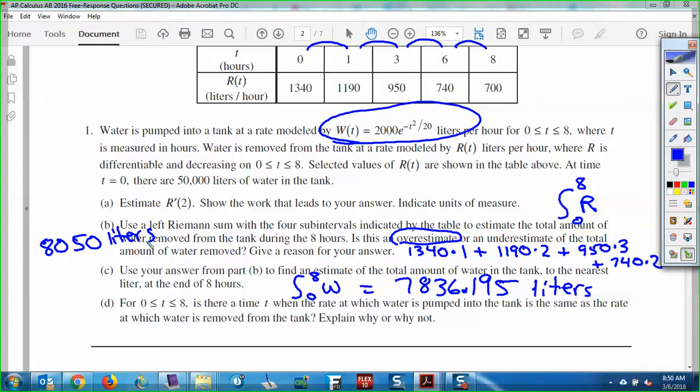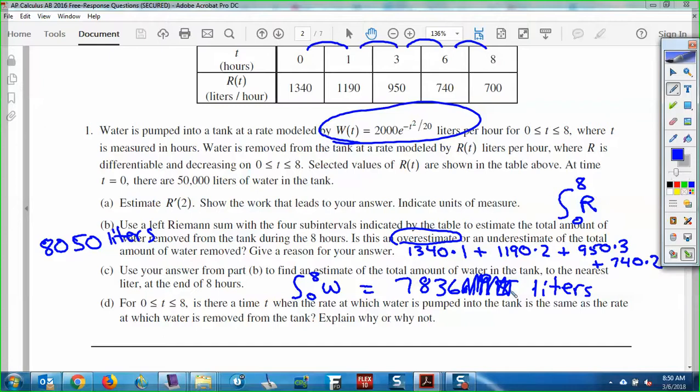Now we should show this. I don't have room here, so you should write this. Of course, you've got more room below there. But we're going to take 50,000 and do what? Take away 8050. Add 7836.195. Now, it said the nearest liter. So we can take off this decimal. Nearest liter, 7836.